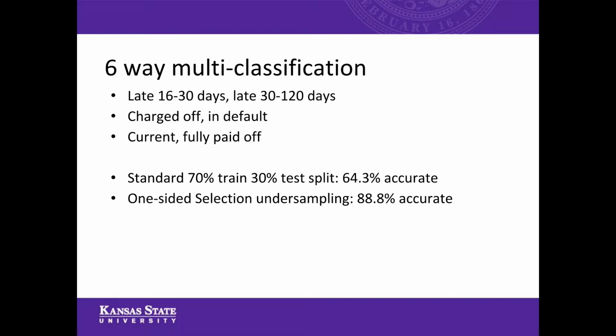However, we looked into an undersampling technique called one-sided selection. And basically what this does is that it only picks about the same number of current and fully paid off records as there is everything else, and uses that to train the algorithm, looking at a balanced data set. And this showed massively better results at almost 89% accuracy, which, considering we're asking it to classify into 6 different categories, is actually pretty extreme, and we're quite happy with this result.